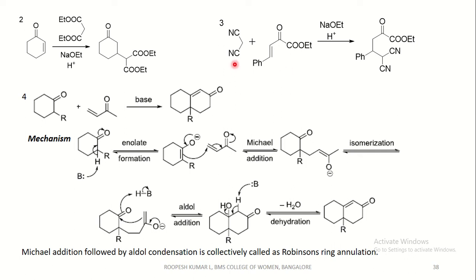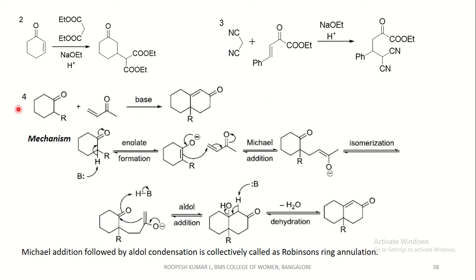This is an active methylene compound. To be specific, an active methylene compound should have electron withdrawing groups here. Even here, COOEt is an electron withdrawing group. Cyano group is also an electron withdrawing group. This is an alpha beta unsaturated ketone, which is a Michael acceptor. This is a Michael adduct.